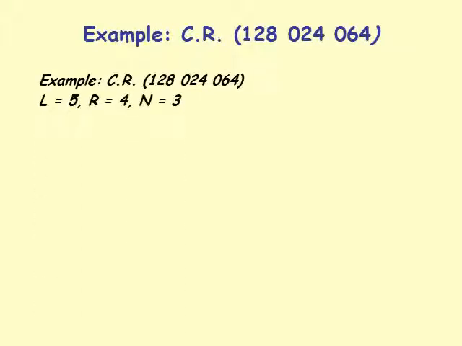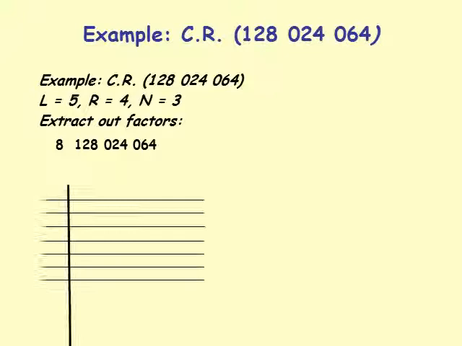Let's continue. This example here, cube root of 128 024 064. First note that the cube is even, so the cube root is even. First of all, the left digit is 5, and the right digit is 4 from here, and the number of digits is 3. Right digit is 4, left is 5. Let's continue here. Extract out the factors, because this is an even number and so the cube root is also even. So we divide by 8.